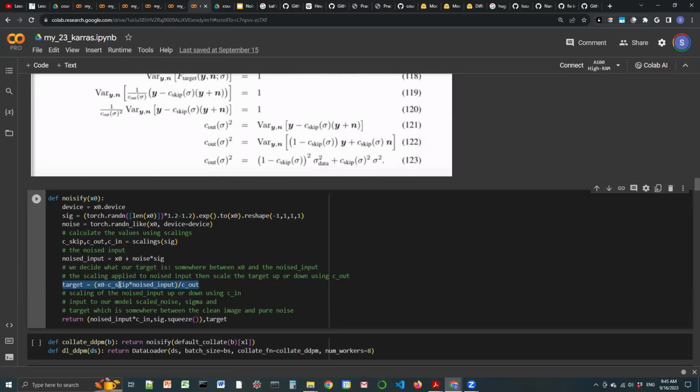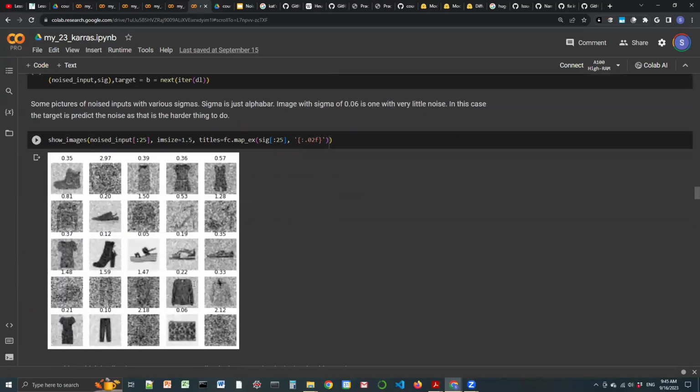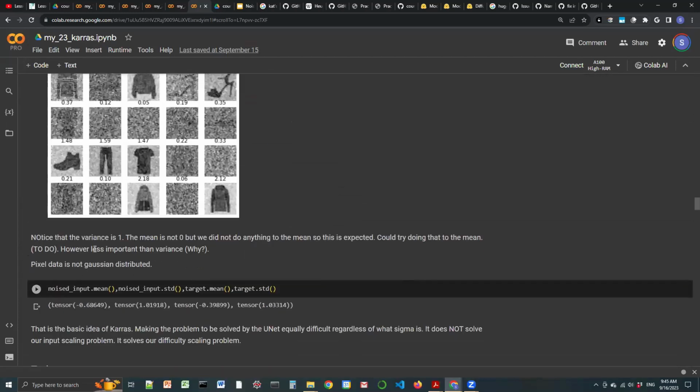So that's the noise input, we scale it, subtract it from the original image, and then we again scale that by the output scaling. By doing that, and we print out the value of the noise input, you notice that we get a value close to 1. That's the whole exercise. By doing the C in, C out, we have ensured that the standard deviation of the noise value is close to 1. So the mean is not 0.